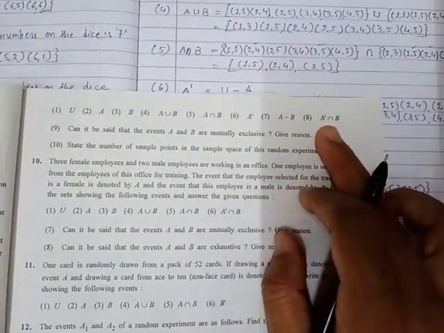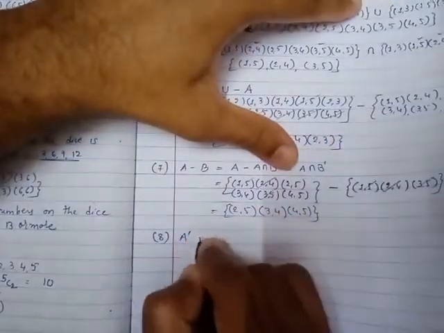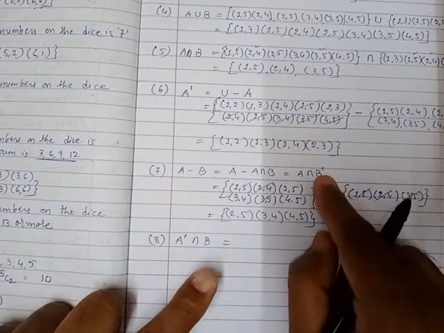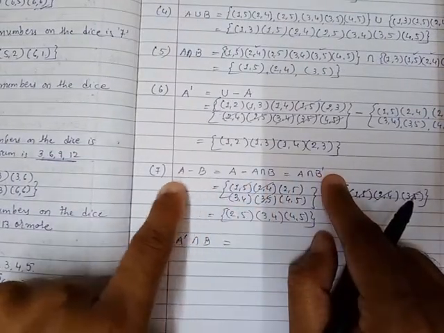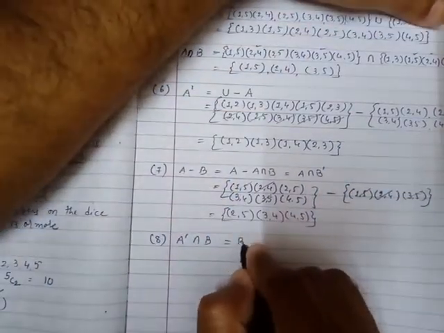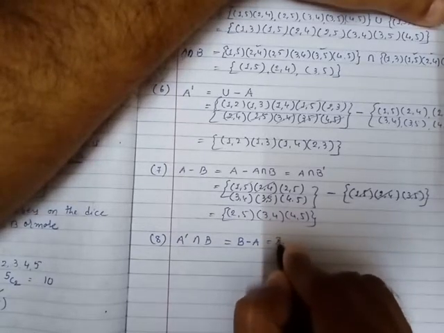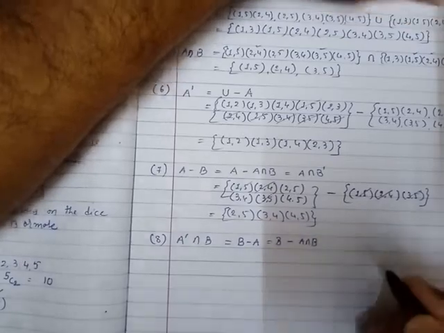Then 8th question. What is question number 8? We have A dash intersection B. Now A dash intersection B is similar to this. You can see A intersection B dash is called difference event A. So A dash intersection B is known as difference event B, that is B minus A. B minus A is also written as from event B we deduct the intersection of A and B.